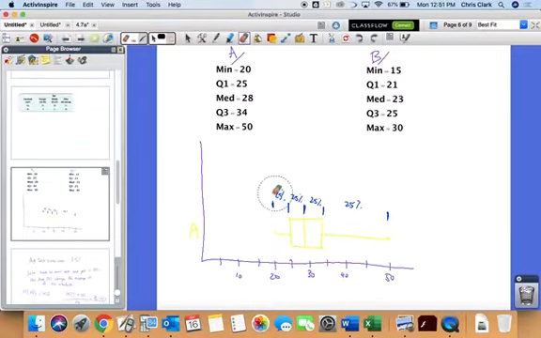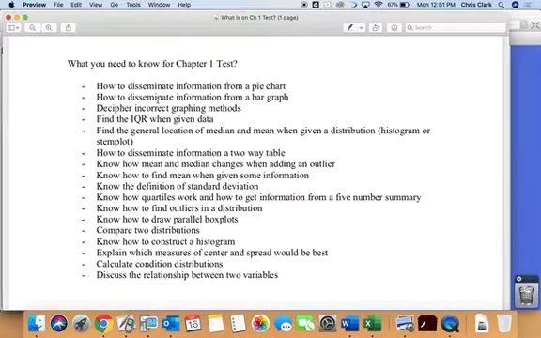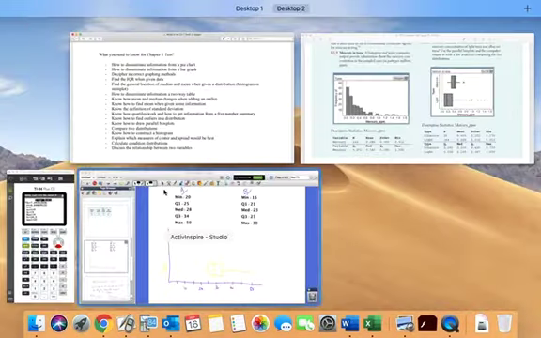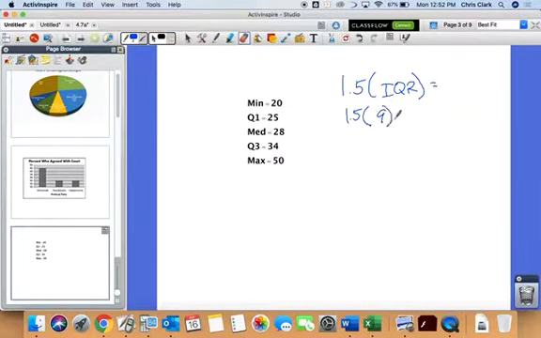All right, so I'm going to erase this real quick because we're going to use this dot plot again. All right, so what's next? Okay, how do you find outliers in a distribution? So I'm going to go back up here. To find outliers, we have to take 1.5 times the IQR, which in this case is 1.5 times 9. So that's 13.5.